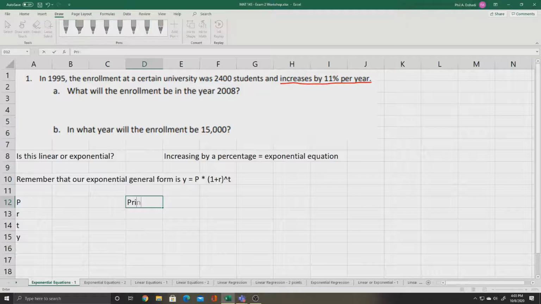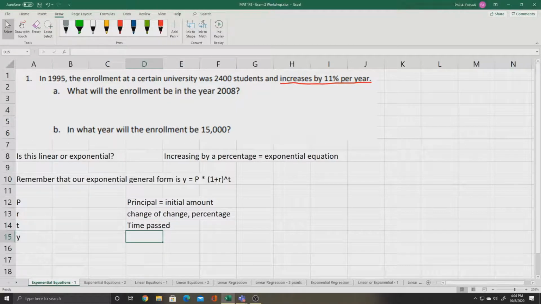P is our principal, or initial amount, that we started with. R is our rate of change. This will be a percentage. T will be the time that has passed. And Y will be our new amount after the time has passed. It's critical to not only remember the letters that we must collect for exponential, but also what they all mean.